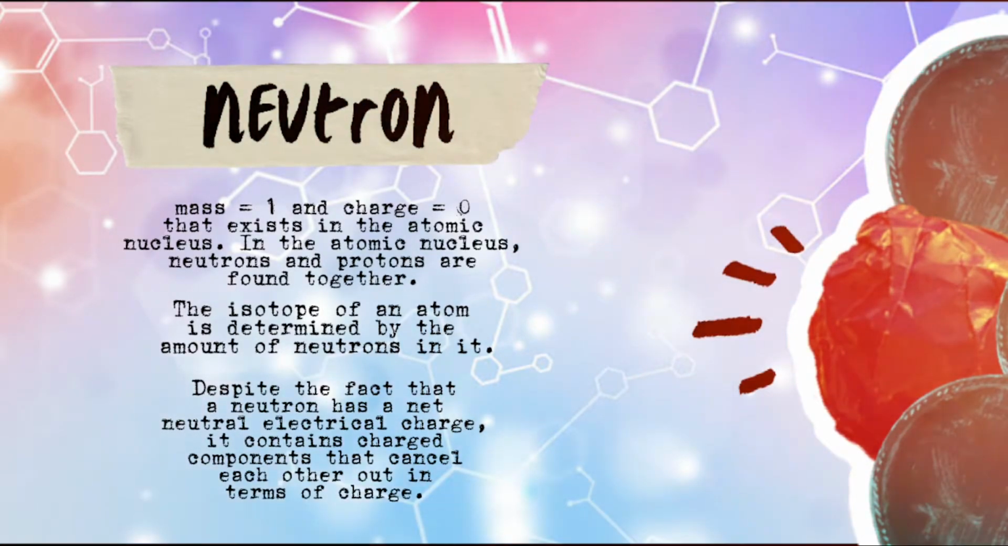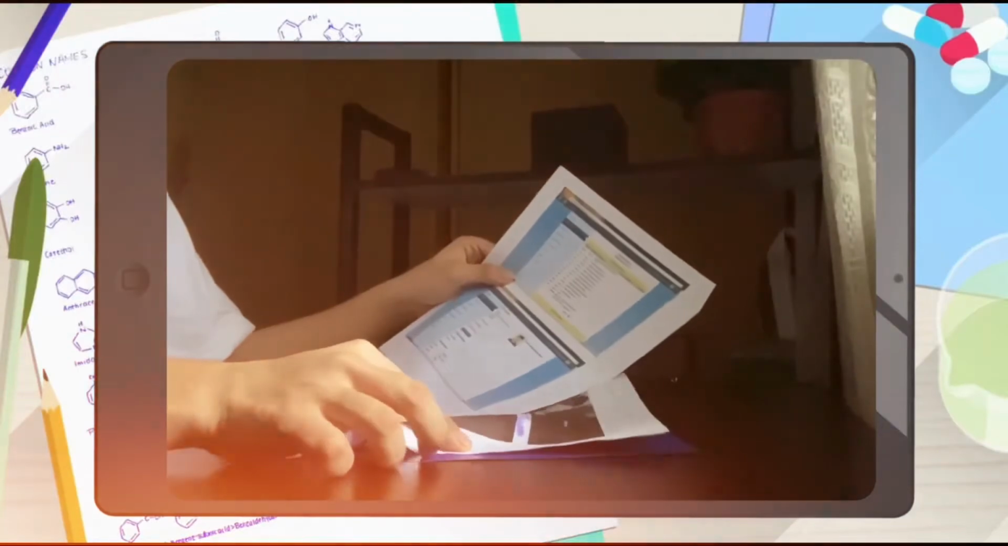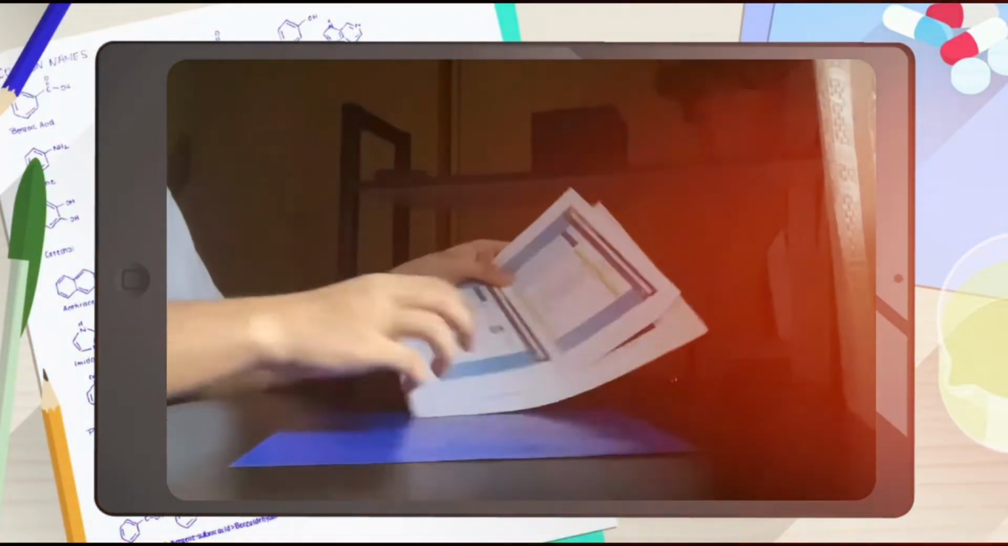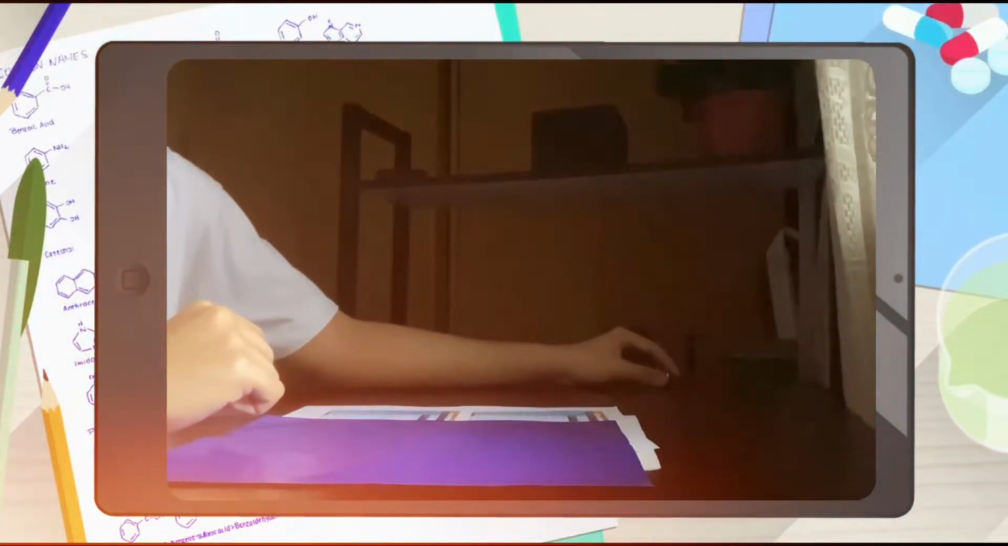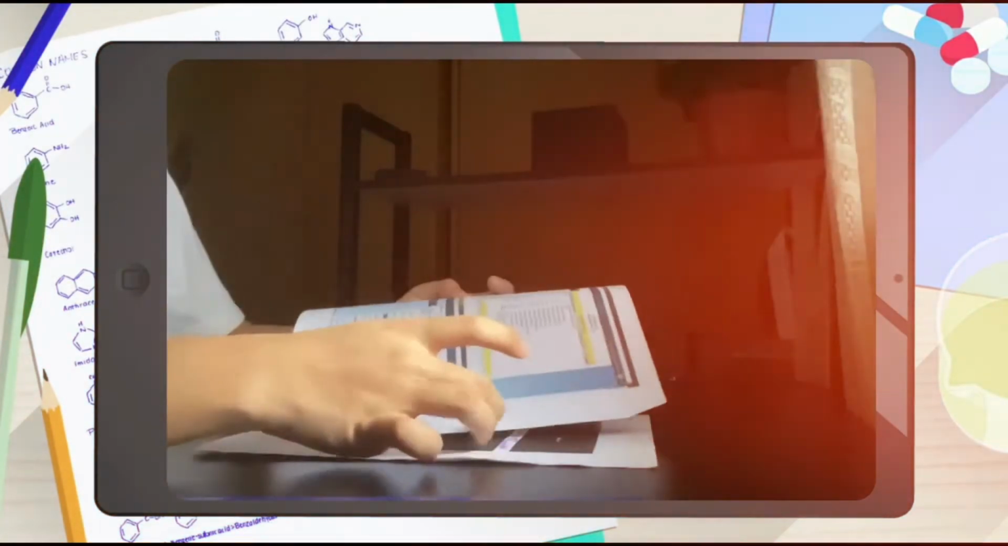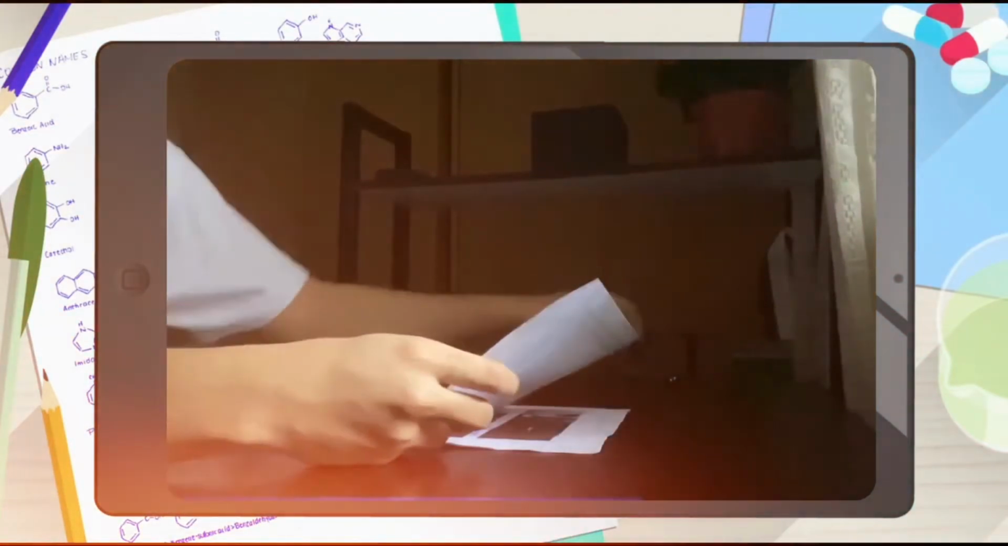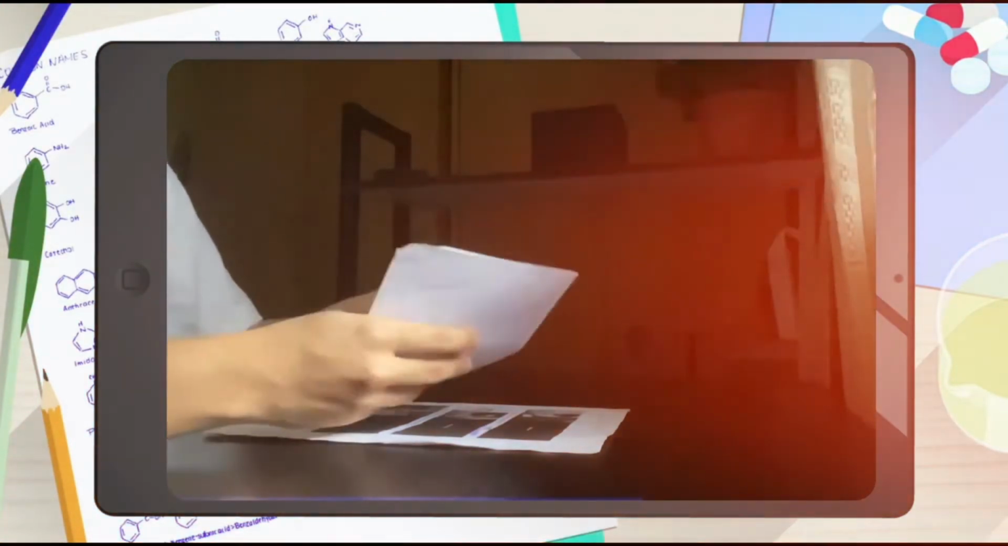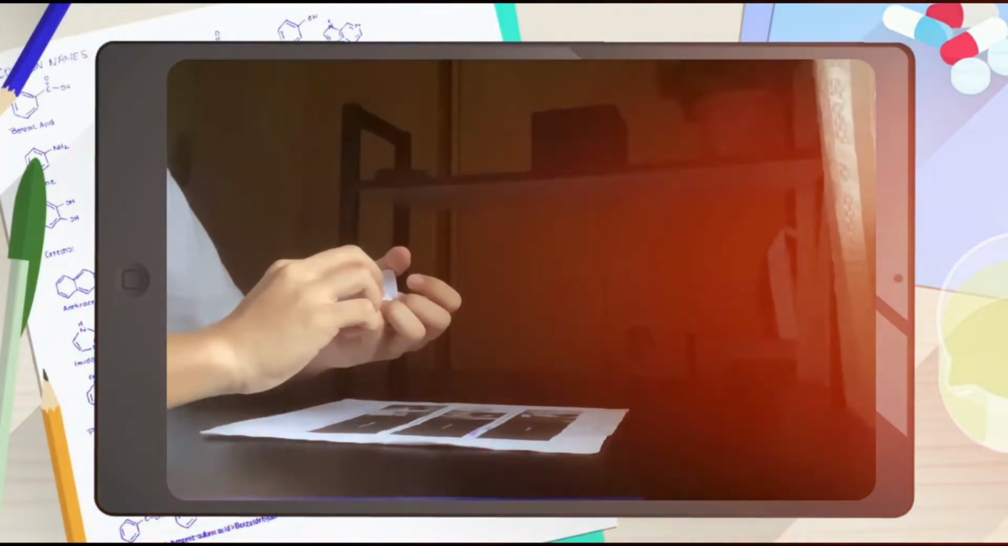Here's how it's made. The materials that I use are used paper, a blue colored paper to color our neutron, and lastly, a marble to help shape the paper into a sphere. Before I crumple the paper, I first put the marble in the middle because this can help shape our neutron into a sphere.